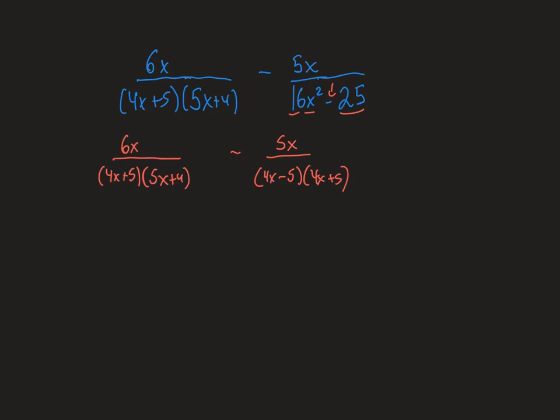So let's take a look. What's missing? What do they both have? They both have 4x plus 5. This one has a 5x plus 4. This one does not. This one has a 4x minus 5. This one does not. So that means you need to multiply the top and the bottom here by 4x minus 5. And you need to multiply the top and the bottom here by 5x plus 4.